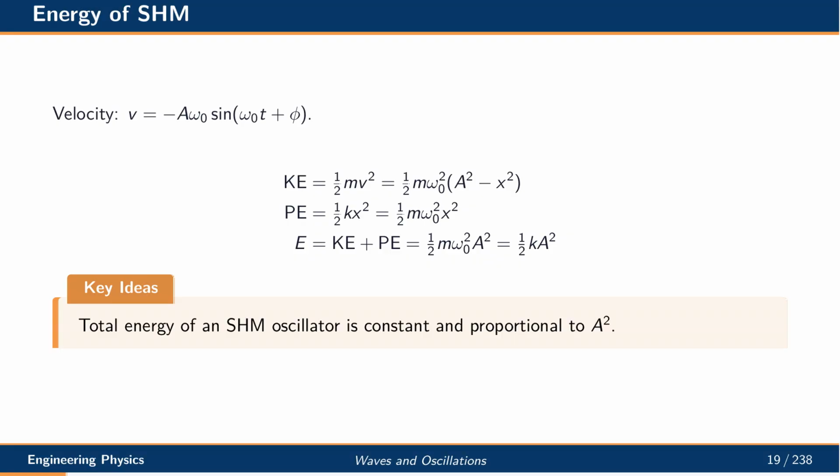In simple harmonic motion, the energy continuously transforms between kinetic and potential forms. Kinetic energy is largest at the mean position, while potential energy is largest at the extremes. However, the total energy remains constant throughout the motion. Importantly, this total energy is proportional to the square of the amplitude. Doubling the amplitude therefore quadruples the energy.